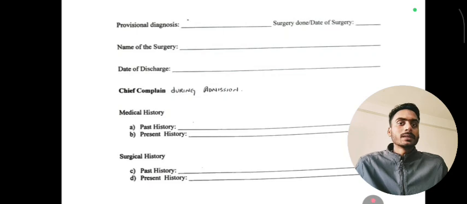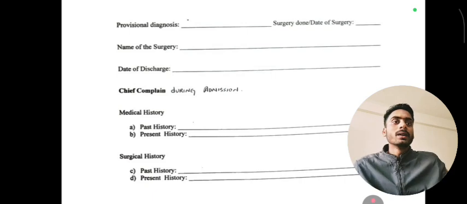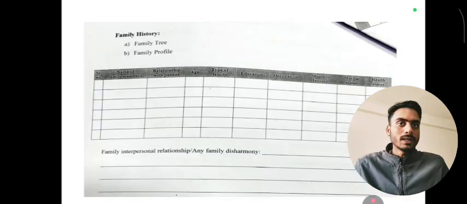Okay, past, if patient had any surgery you have to write here, and present history, if any surgery was done in our hospital or in another hospital you have to write in present history. Okay, so now the next portion is family history.